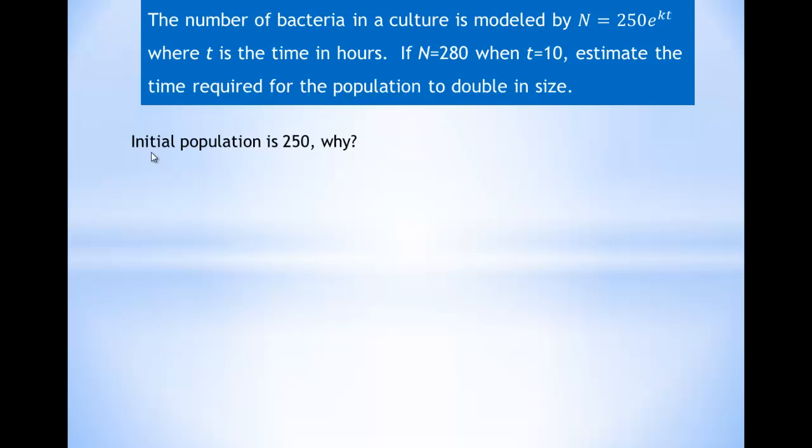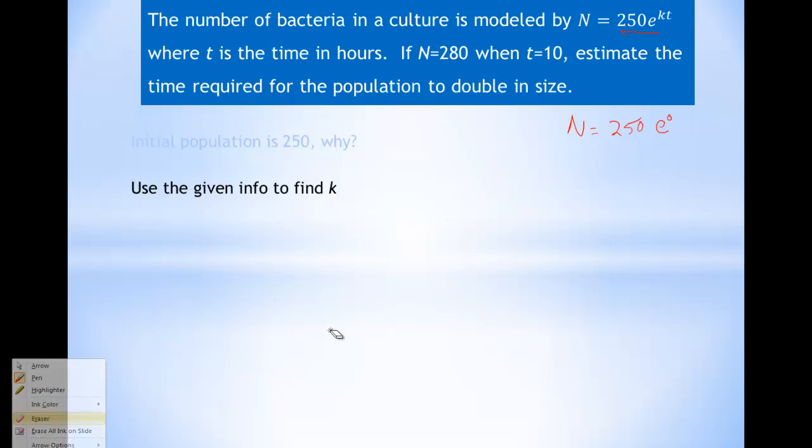So we know our initial population is 250. Who can tell me why? Well, let's see. Initial population is when t is going to be equal to 0. So when I'm looking at that equation up here, and I plug in t is equal to 0, I get n is equal to 250 e to the 0 power. And we know e to the 0 power is simply equal to 1. So my initial population is 250.